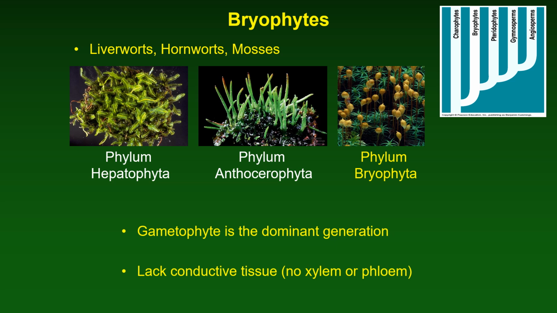There are other members in this group which you're probably less familiar with. So we have, for instance, the hornworts and the liverworts. We're not going to talk too much about them, but they are quite fascinating little plants. We're going to focus on just the mosses. In this group, the gametophytes are the dominant generation. What I mean by that is they're the biggest individuals and they make up most of the life cycle.